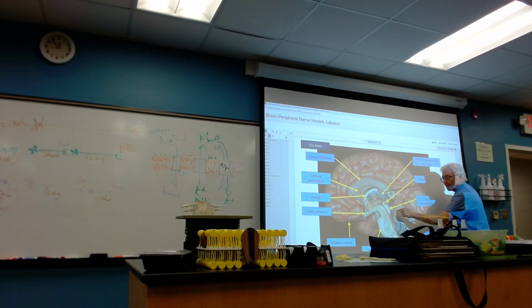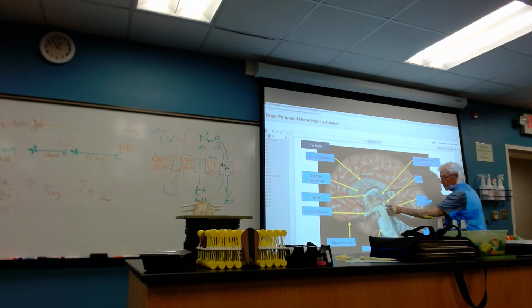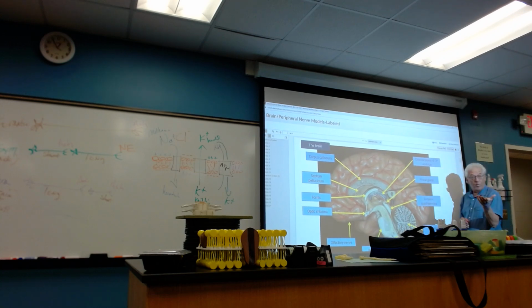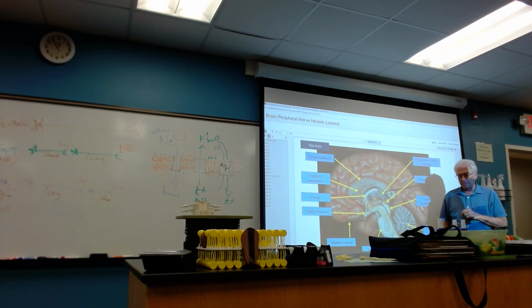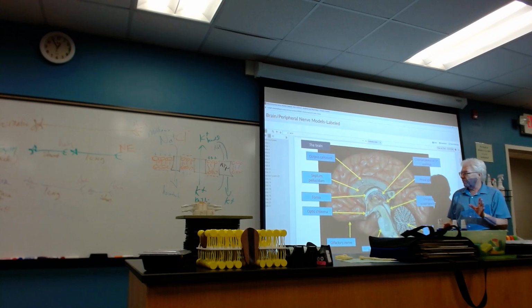Here is where your corpora quadrigemini are. Remember the two sets of twins? The two bumps on top and the two bumps on the bottom? We even saw that on the brain, didn't we? Okay? Can't miss this. That's the pons. Here's the medulla. This curve here is the midbrain. Okay? Don't make it any harder than that.